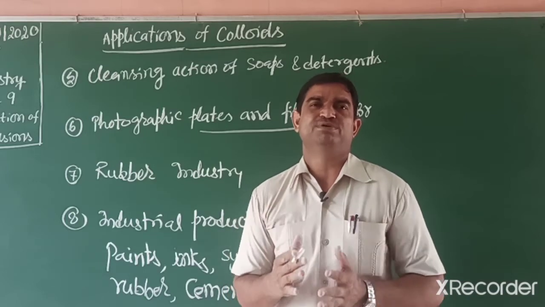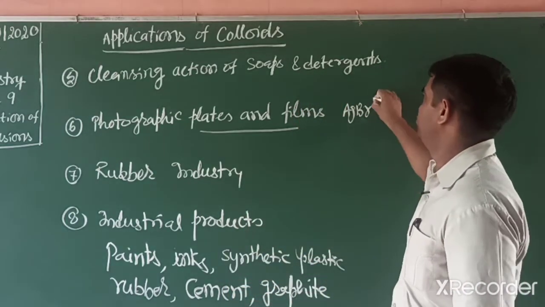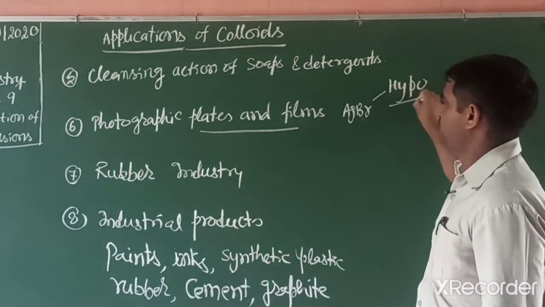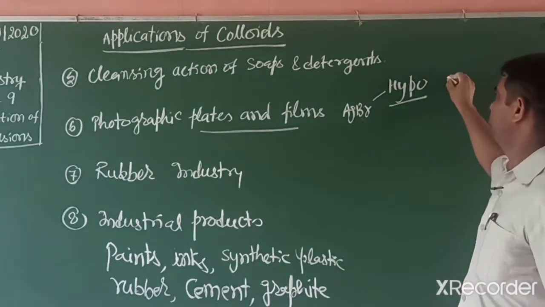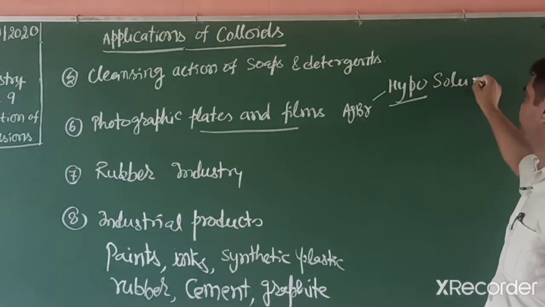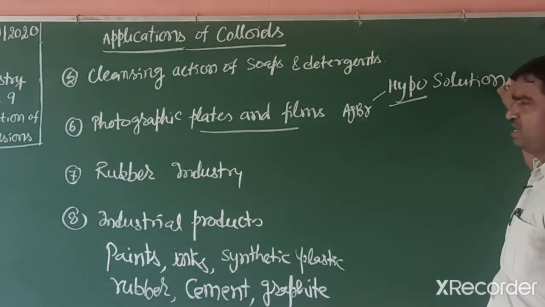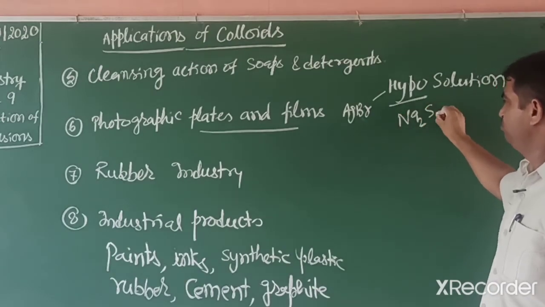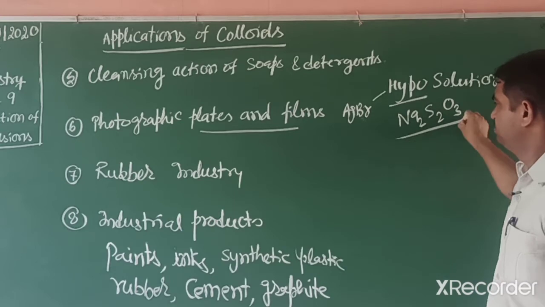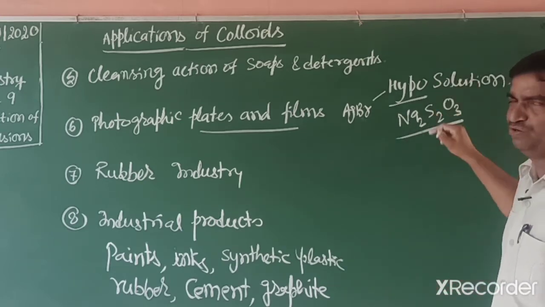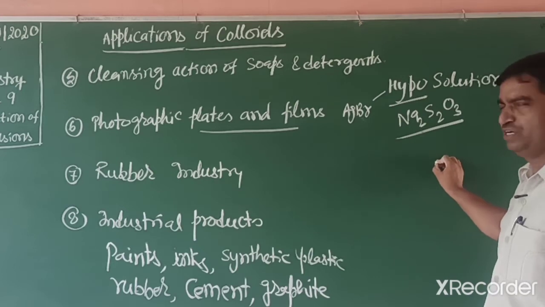Then we use a chemical, hypo solution, to remove unreacted silver bromide. That hypo solution is sodium thiosulfate. This hypo solution name is sodium thiosulfate, with the formula Na2S2O3. This one is a thiosulfate. Thiosulfate, how can we write?